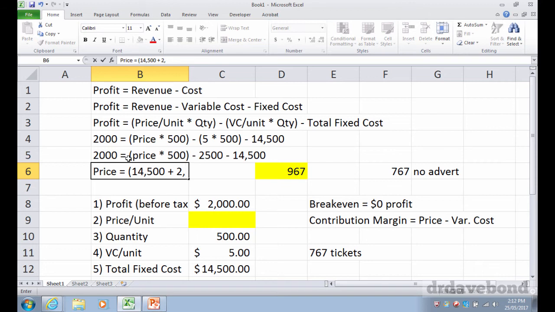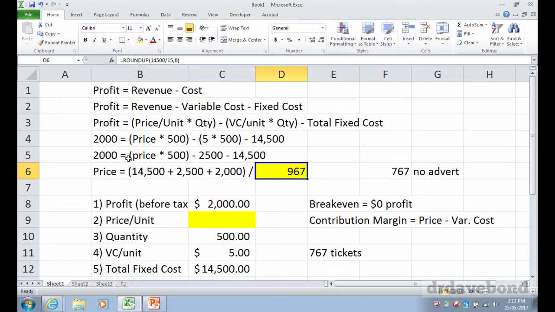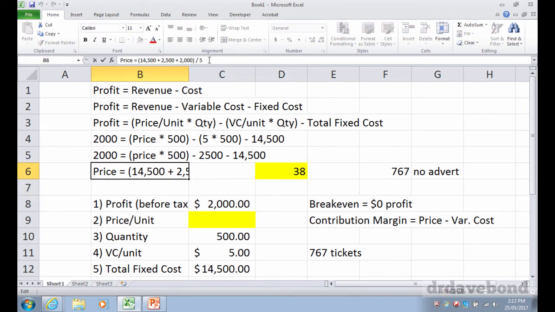What's that? I wouldn't have expected that. 2,000 divided by 5. So it equals 14,500 plus 2,500 plus 2,000 divided by 5. That can't be right. No, 500. Yeah. $38 a ticket. Yeah, that's a bit much. All right.